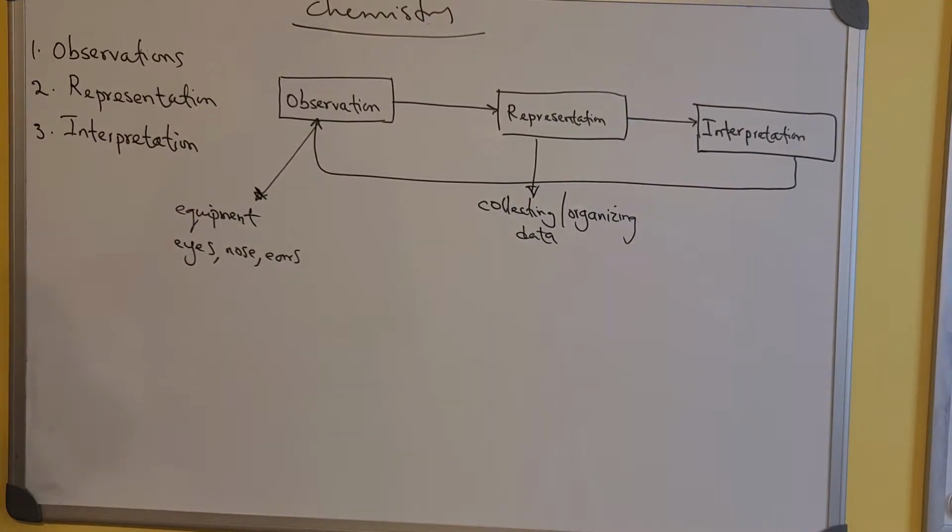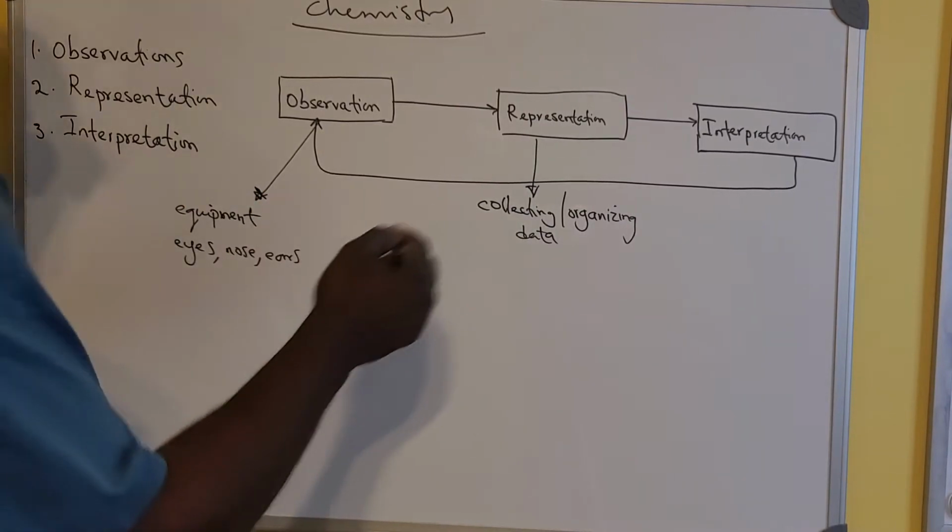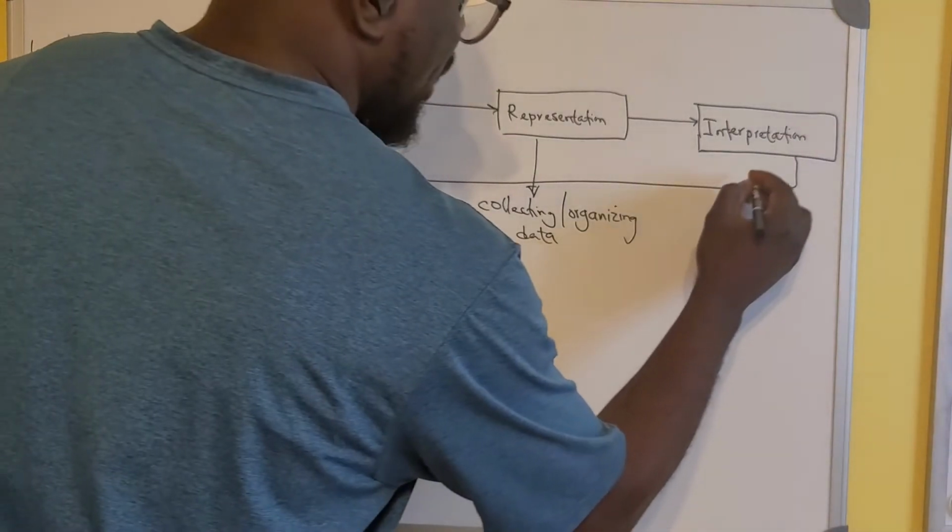Then interpretation. There's a point where you've collected all your data and now you're trying to explain that data. So here you're trying to explain the data.